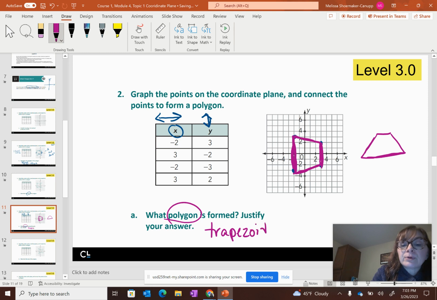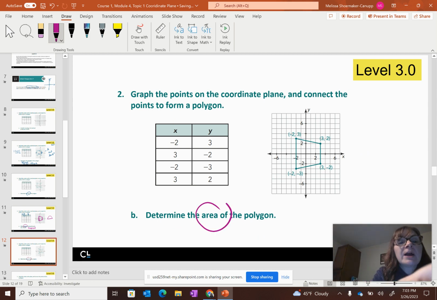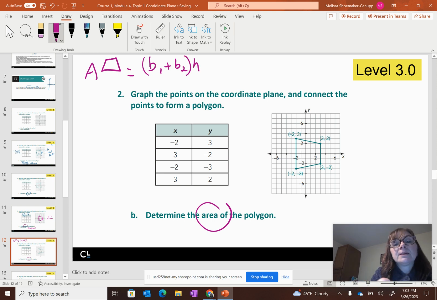Sometimes you're going to have to turn your paper around to get a feel for what it looks like. Okay, here we have a trapezoid. The area of a trapezoid is base 1 plus base 2, times the height, all divided by 2. Now on the state assessments, you can use a formula sheet, but we need to know what this means.